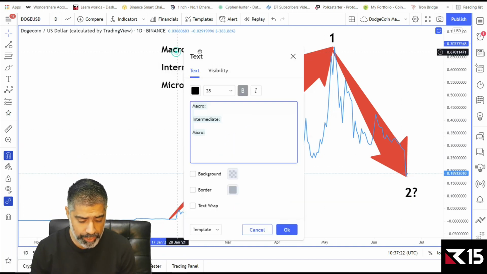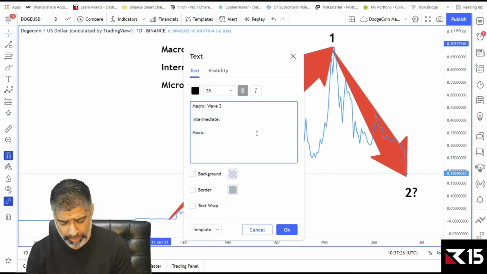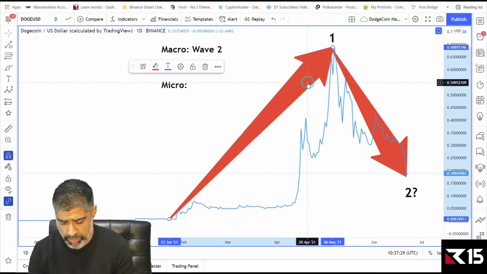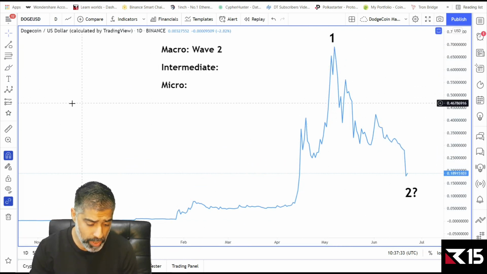So when we're looking at our notes, I want to make it nice and clear for you. We're saying wave 2. That's the macro picture. Right, wave 1, wave 2. All right, the next degree of counts is the intermediate. So we just go 1 degree down.